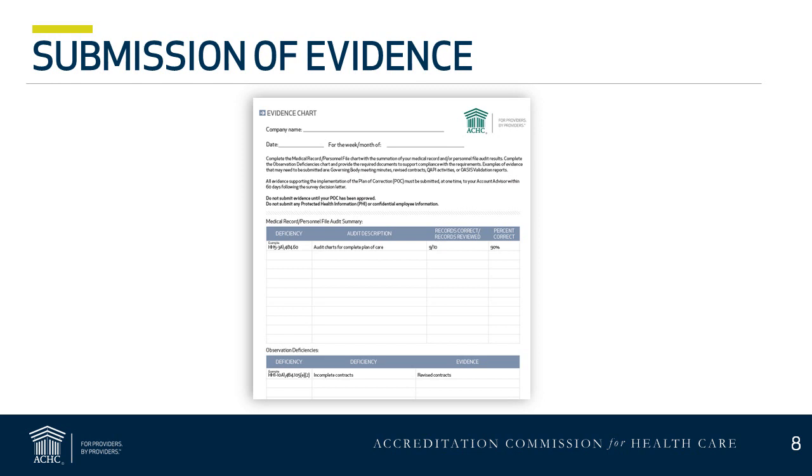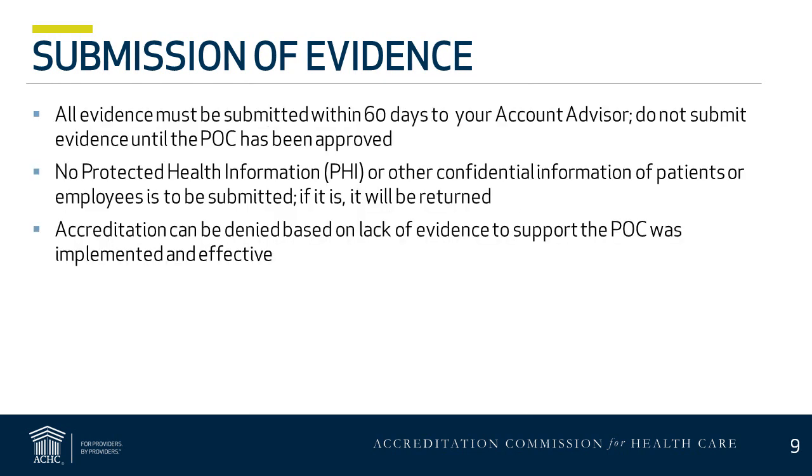We do not want any confidential or protected health information sent to us. All evidence must be submitted within 60 days to your account advisor. Do not submit your evidence until your plan of correction has been approved, and please submit all of your evidence at one time. And again, please do not send any protected health information or any other confidential information of your patients or employees. If you do, we will have to return it to you.